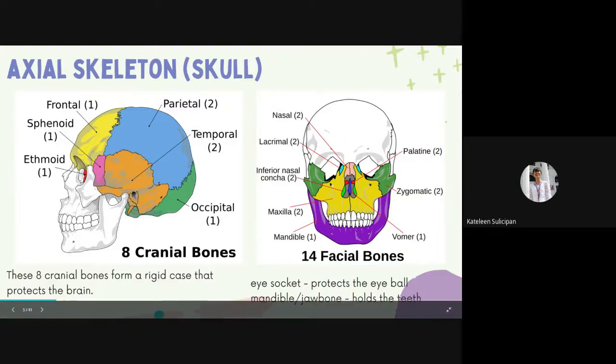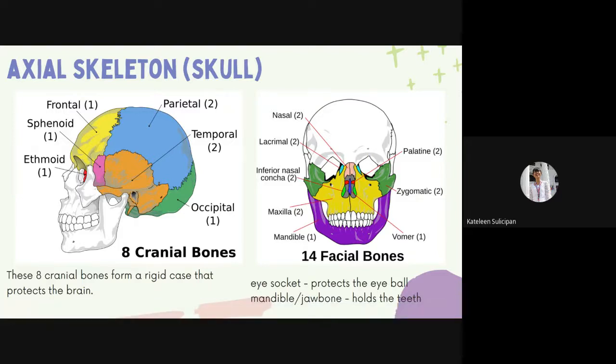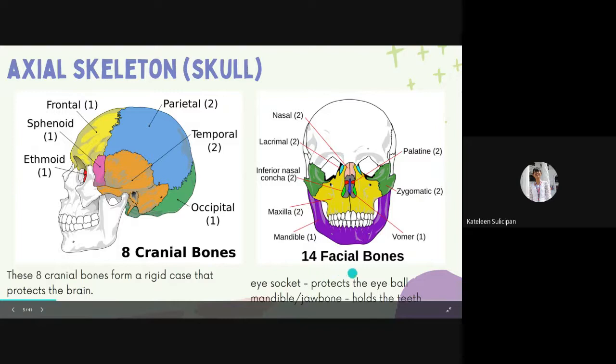Dito naman sa 14 facial bones, yun yung nagpro-protect ng eyeball natin and specifically yung eye socket, and yung mandible or jawline naman yung nang-hold sa teeth natin. So, ito yung 14 facial bones and yung 8 cranial bones.